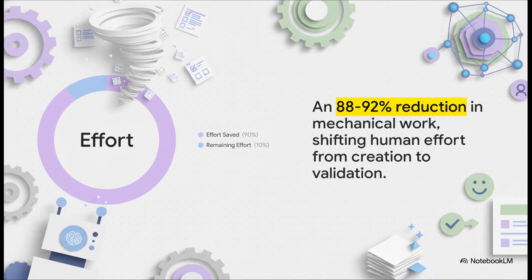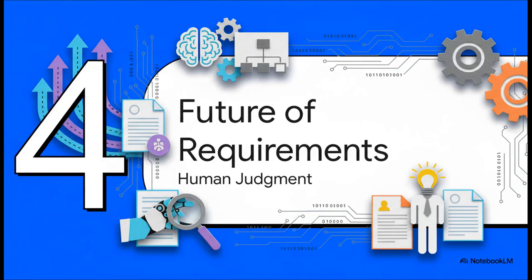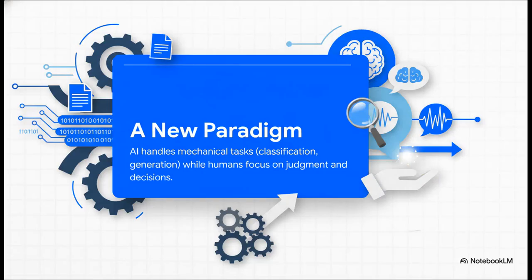So what's the bottom line? This all adds up to a staggering 88 to 92% reduction in the mechanical work of requirements engineering. Basically, 90% of all that tedious, repetitive effort just vanishes. But look, this is about way more than just being faster. It's about fundamentally changing the nature of the work itself and what it even means to be an expert on a software team.